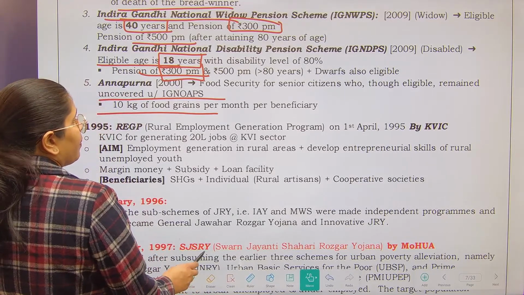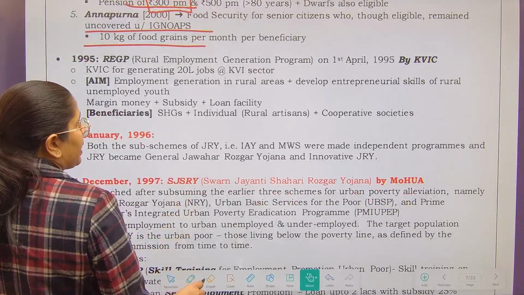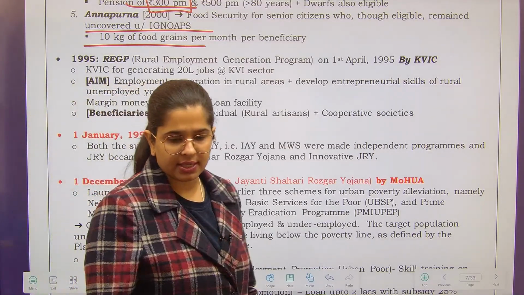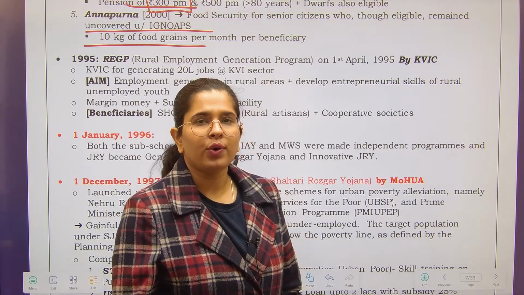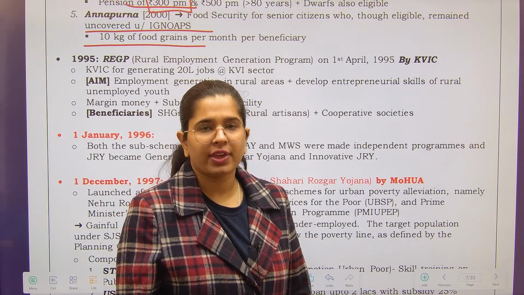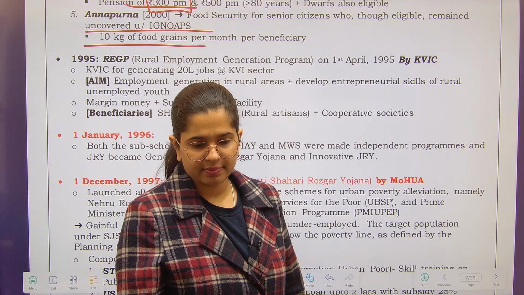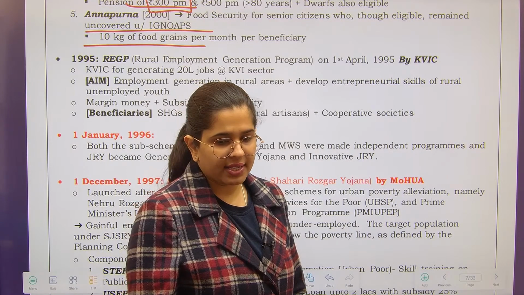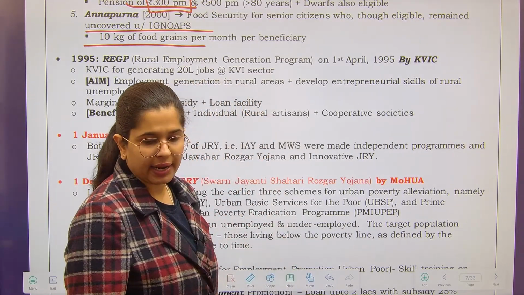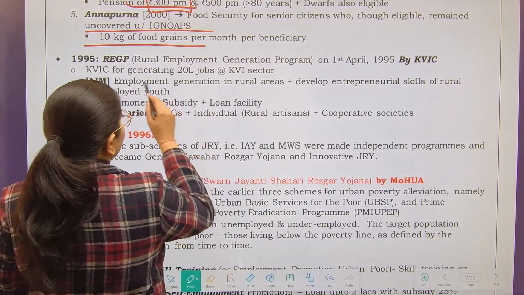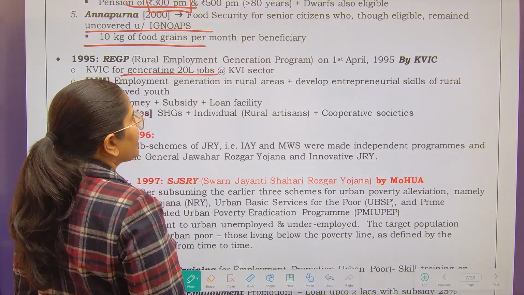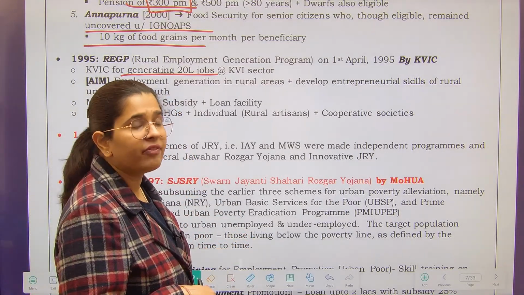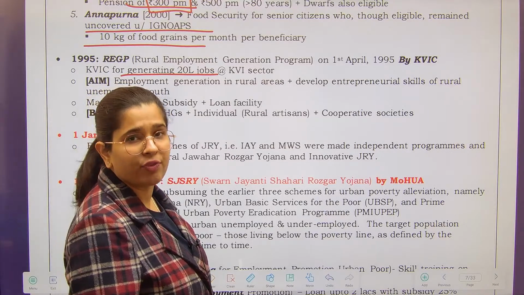Now comes your Rural Employment Generation Program, launched on 1st April 1995 by KVIC. Who is going to tell me the full form of KVIC? KVIC is a statutory organization, right? KVIC has aimed at generating 20 lakh jobs in the KVI sector. KVI means Khadi and Village Industries. KVIC's full form it is.